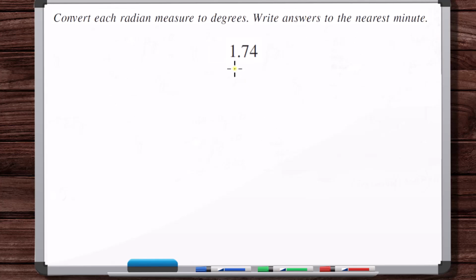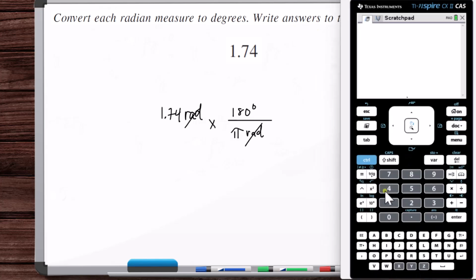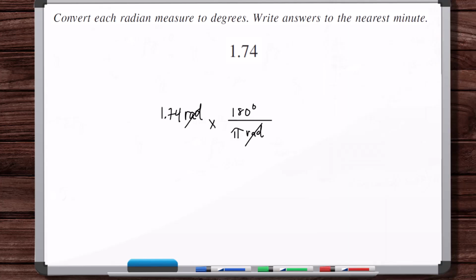Okay, now let's convert these radian measures to degrees. These are like decimal radians, but same thing. So 1.74 radians. You've got pi radians for every 180 degrees. The radians cancel. They want the answers to the nearest minute. Okay, so 1.74 times 180 divided by pi. So 99.6947 degrees.